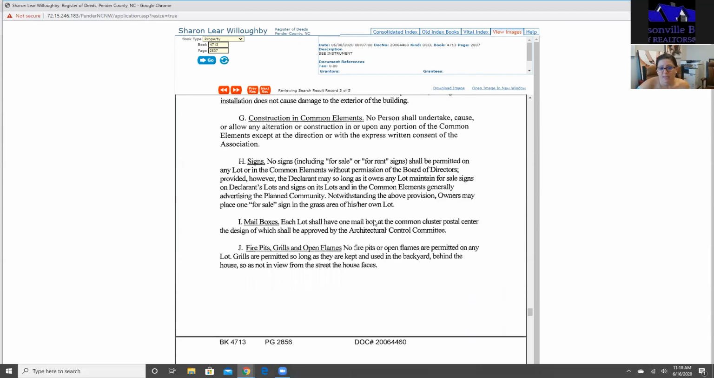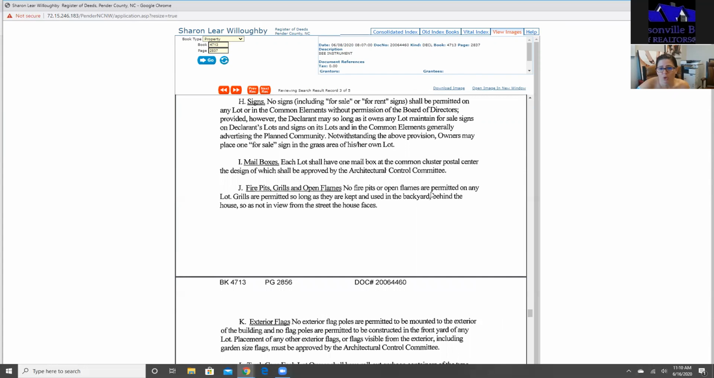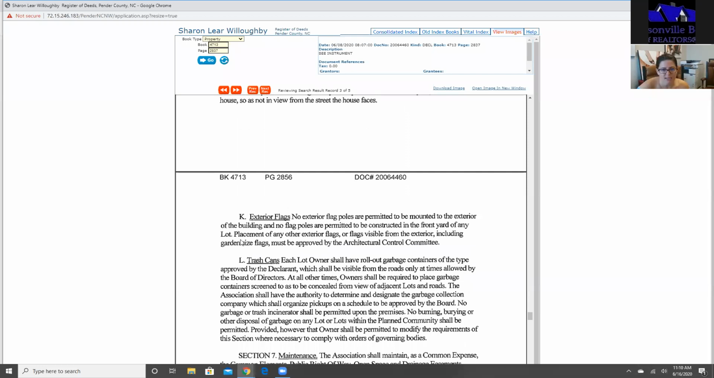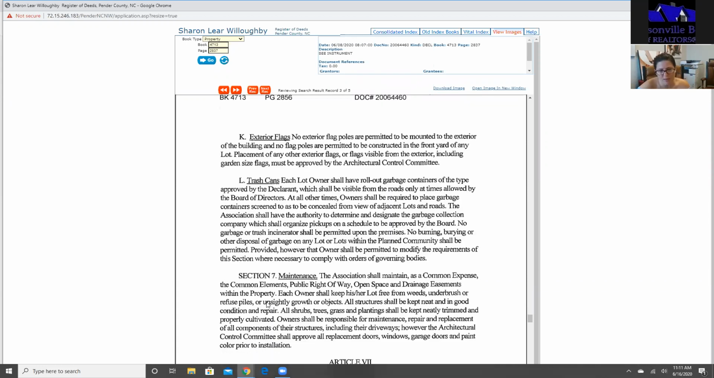Signs, mailboxes, this is the big one. No fire pits or open flames are permitted. No fire pits in the entire neighborhood, but grills are permitted so long as they're kept and used in the backyard behind the house. Okay? Exterior flags. No flagpoles coming out of the ground or in front of the house. So no flags. And garden size flags must be approved by the Architectural Control Committee. So again, if your people like flags, maybe not the neighborhood for them.